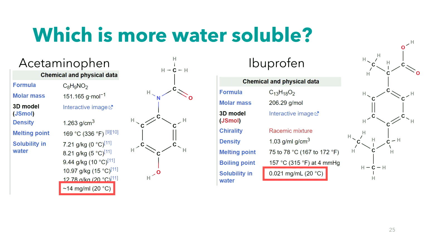At 20 degrees Celsius, I'm comparing them. I can put 14 mg of Tylenol into 1 mL of water, and that will dissolve. I can only put in 0.021 mg of ibuprofen. So just by looking at the structure and evaluating where there are polar and hydrogen bonding opportunities, we can make a really good qualitative guess about solubility.